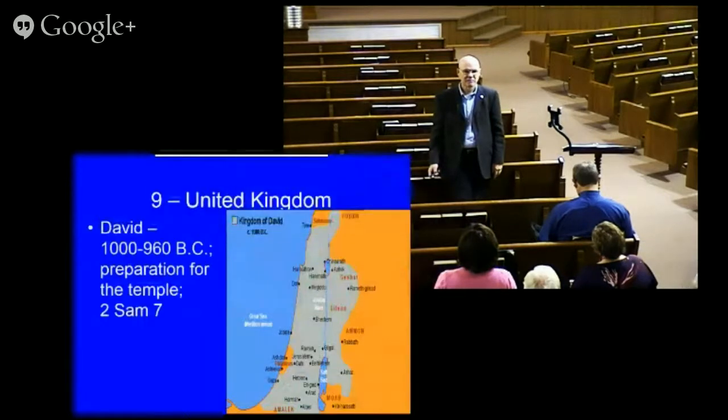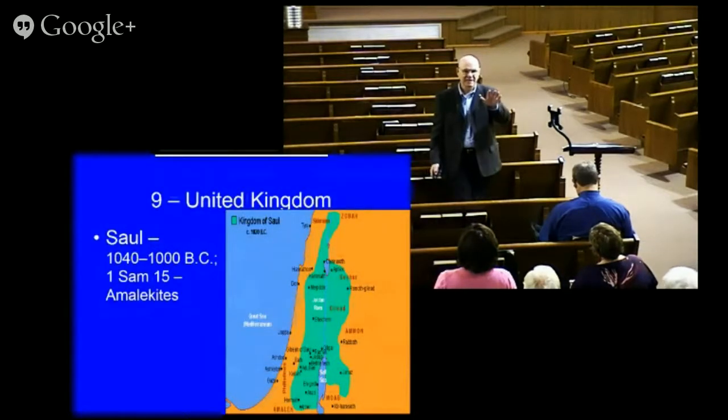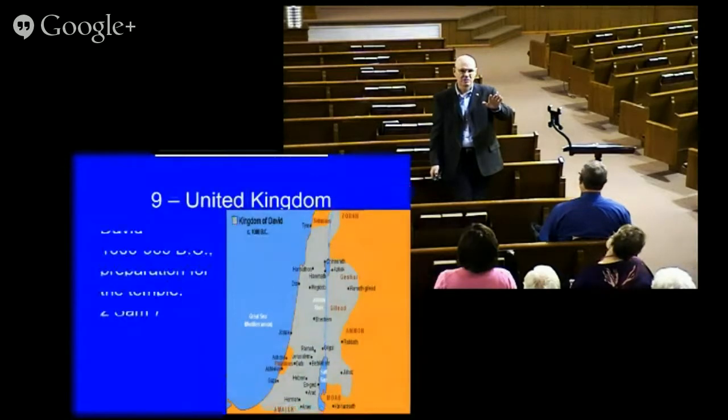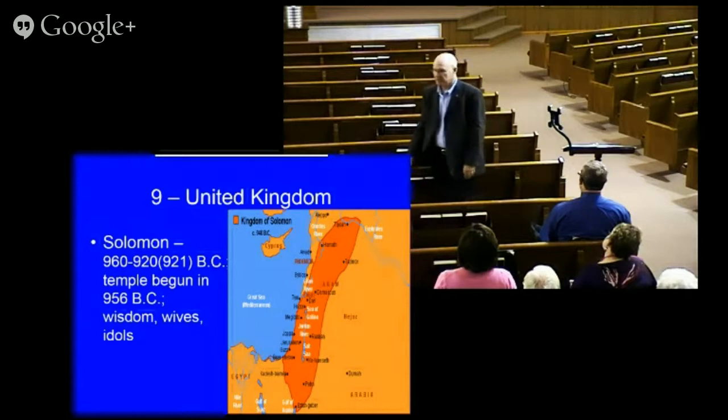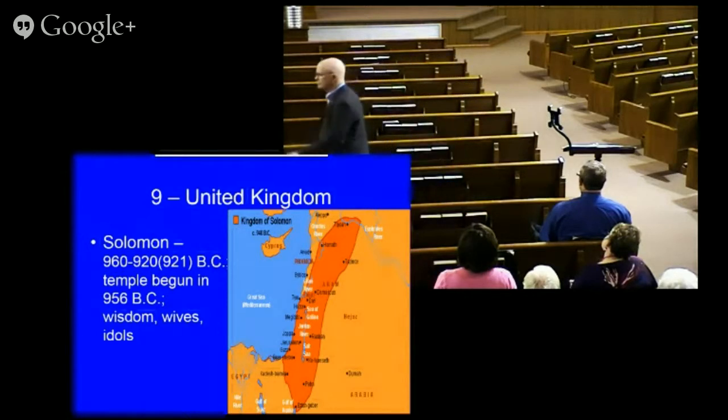Let's go back and look at the maps right quick. Watch the size of the territory change. There's Saul's, David's, and Solomon's. It gets bigger and bigger. They expand the territory they're ruling over.